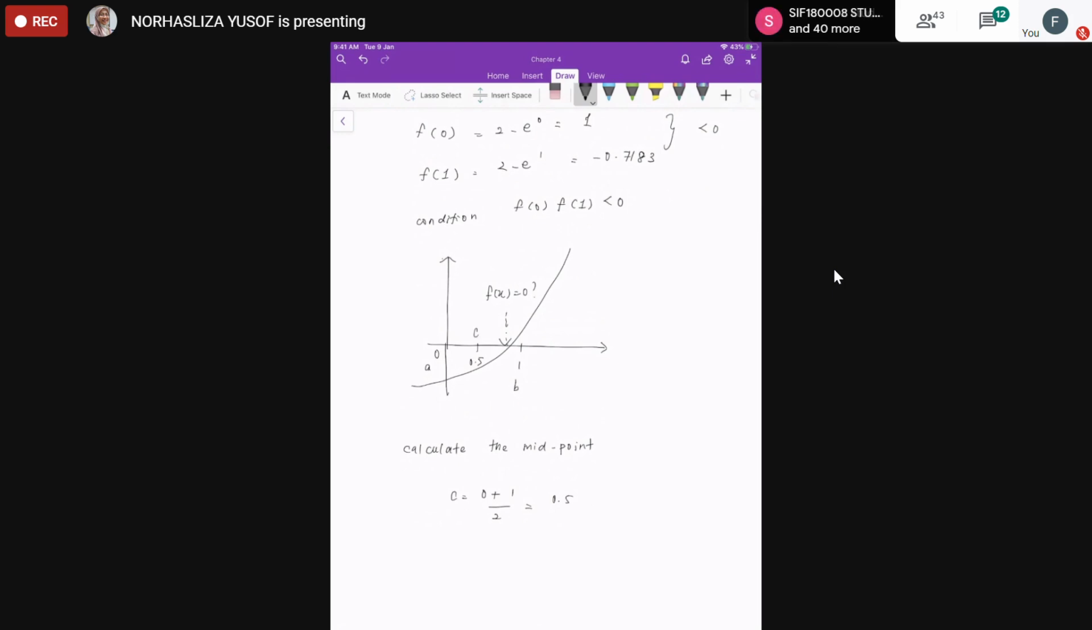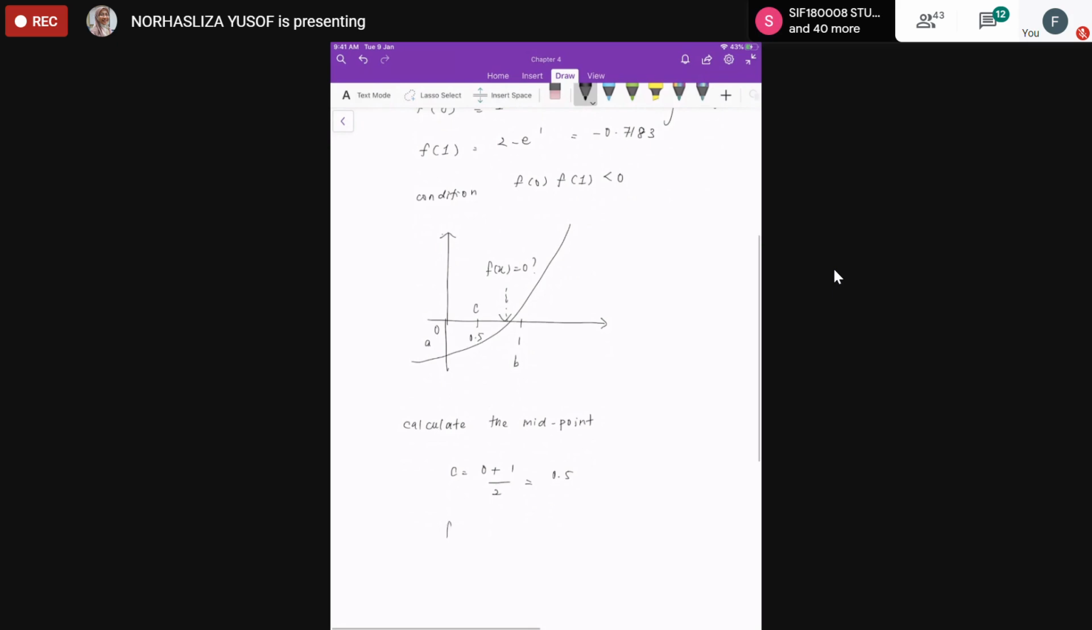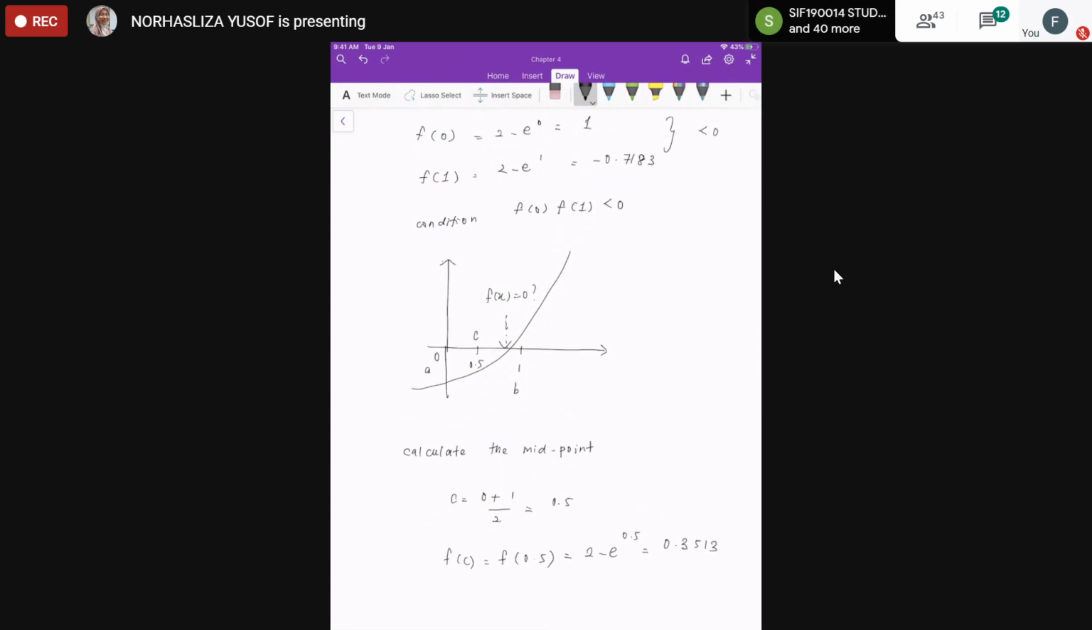Then we have to test what is the function of C, which is at 0.5. You put it back again, and you get 2 minus exponential 0.5. You put it in again, you get 0.3513. Obviously, this is a positive number. So now we have to double check which pair that we want.